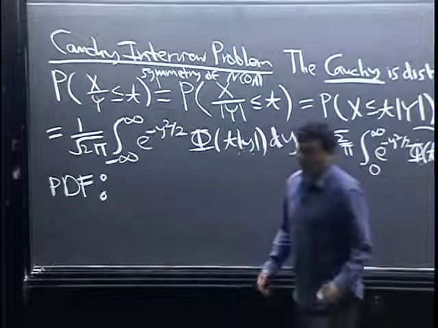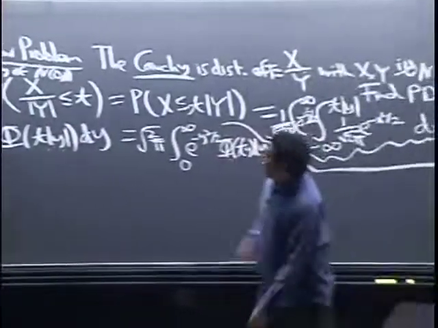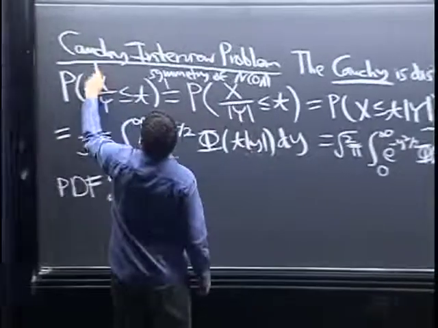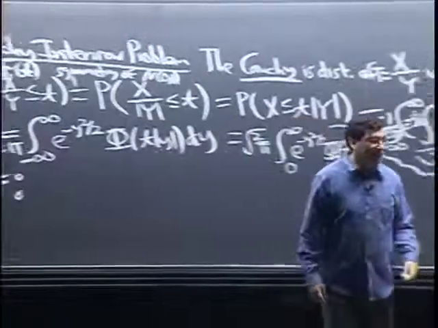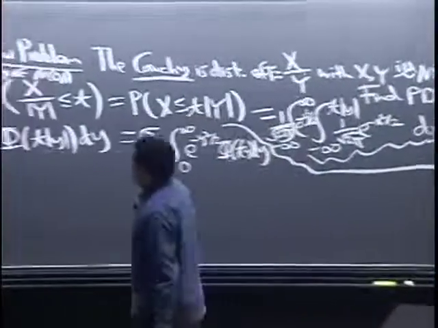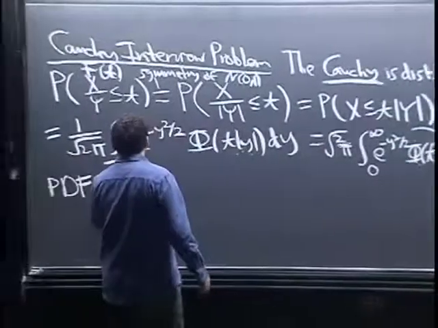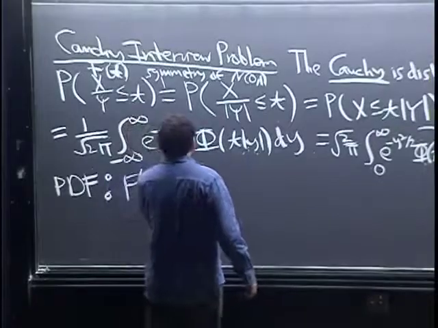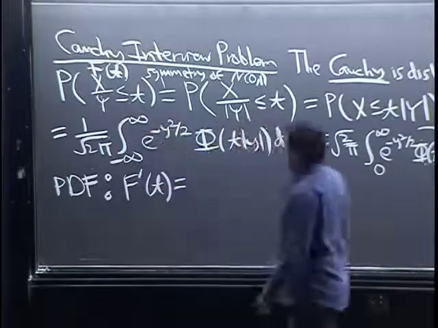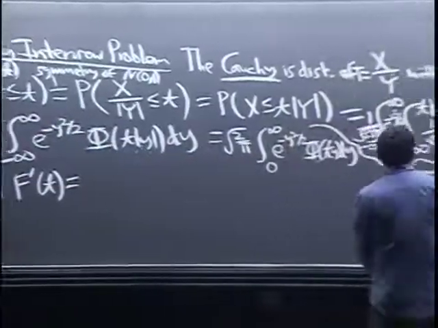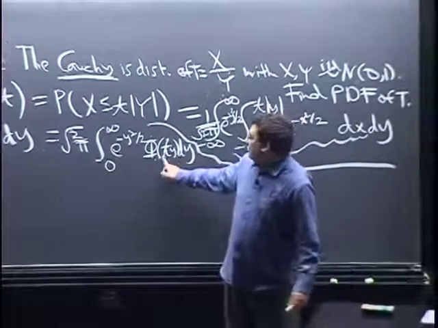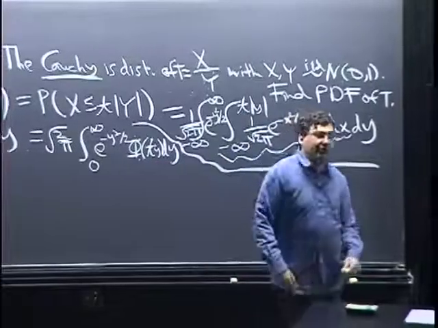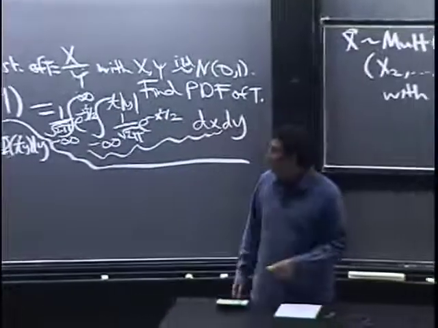PDF is the derivative of the CDF. As a right, this thing is capital F of t, if we call the CDF capital F. The PDF is the derivative, F prime of t. So we're taking the derivative with respect to t, not with respect to y, which would make no sense. Notice that this y is a dummy variable, okay? This is a function of t. We're taking the derivative with respect to t.